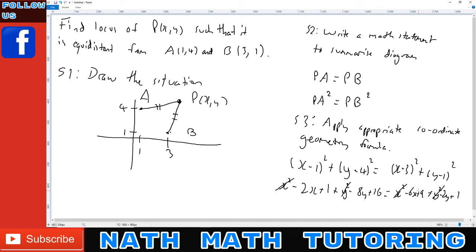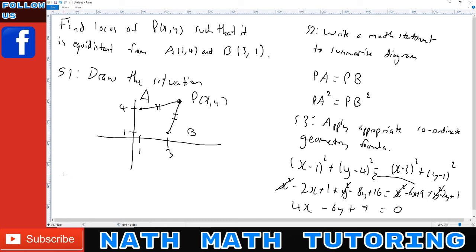So we'll bring everything over to make x positive. This is negative 2x, this is negative 6x. So I want to bring that over here to make it positive. So it'll be 4x. Here I've got negative 8y, here I've got negative 2y. If I bring that over, that's plus 2y, so that's negative 6y. Let's look at the numbers. 1 plus 16, 17. 9 plus 1, 10. So 17 minus 10 is plus 7, equals 0. So 4x minus 6y plus 7 equals 0 is the equation of the locus of the point P that is equidistant from A and B.